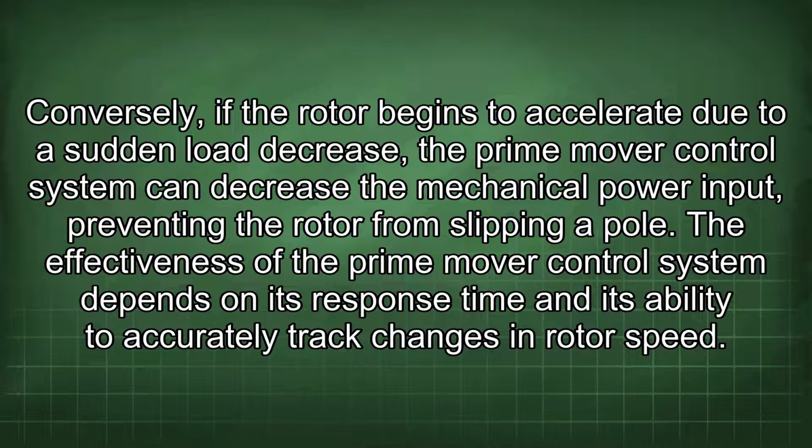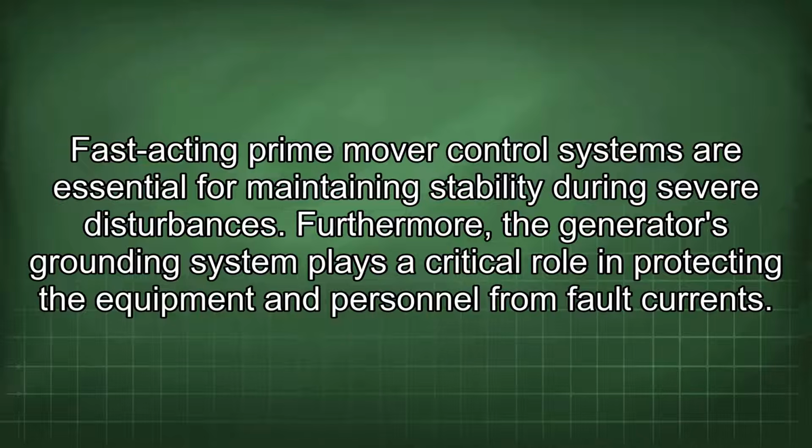Conversely, if the rotor begins to accelerate due to a sudden load decrease, the prime mover control system can decrease the mechanical power input, preventing the rotor from slipping a pole. The effectiveness of the prime mover control system depends on its response time and its ability to accurately track changes in rotor speed. Fast-acting prime mover control systems are essential for maintaining stability during severe disturbances.